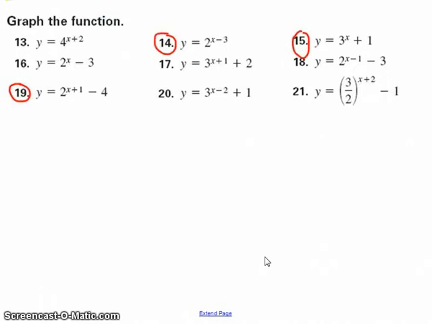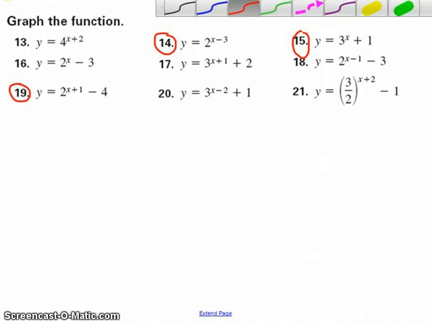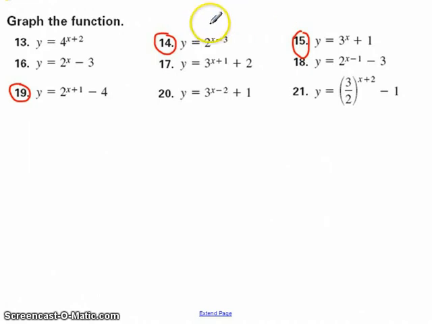Last thing I want you to do, and in the interest of time, I'm not going to actually show you these graphs. I will post the graphs instead on my website, and you can come back and check them, but they're not going to be part of the video. But I want you to go ahead and graph 14, 15, and 19. Again, the way to do it is to start by making a table of values, like with chapter 7.5, like when we were graphing root functions.